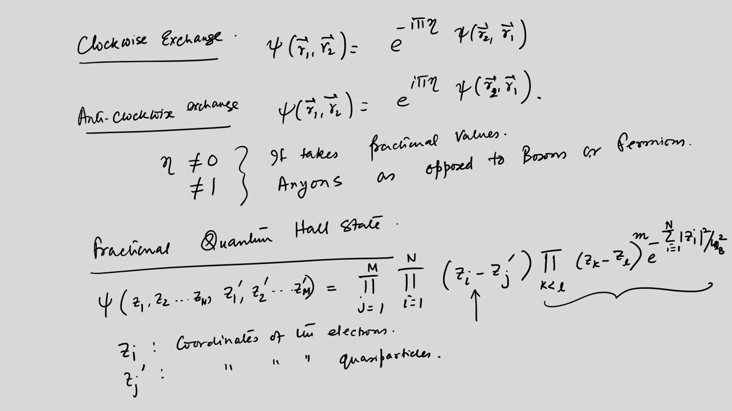Let me write it down. This extra Jastrow term that you see here makes sure that the quasi-particle has a charge which is minus e over m, which we'll call e star. And these electrons, of course, have charge minus e. This makes sure that the particle and the quasi-particles don't come together. So in particular, if we have m quasi-particles, I hope you remember that m is actually the magnetic quantum number for the state.